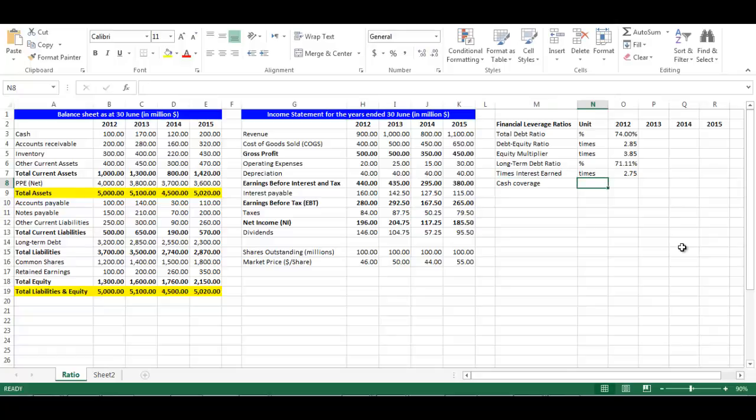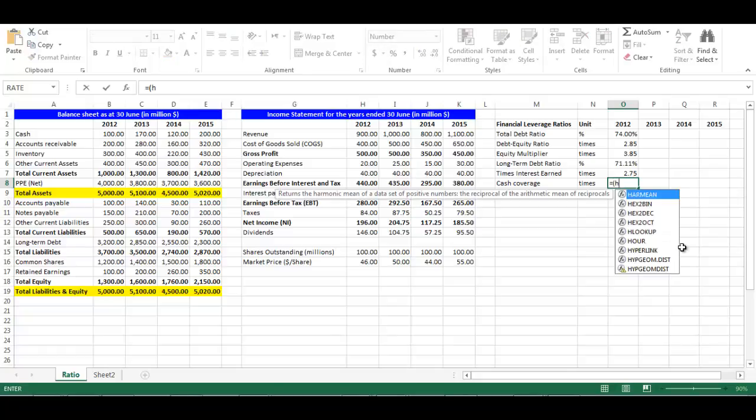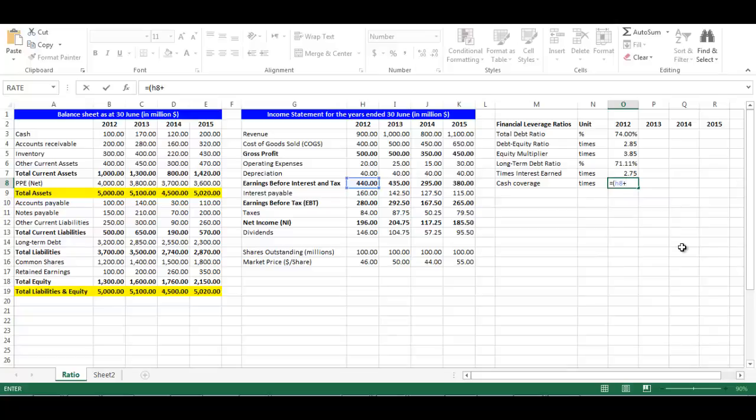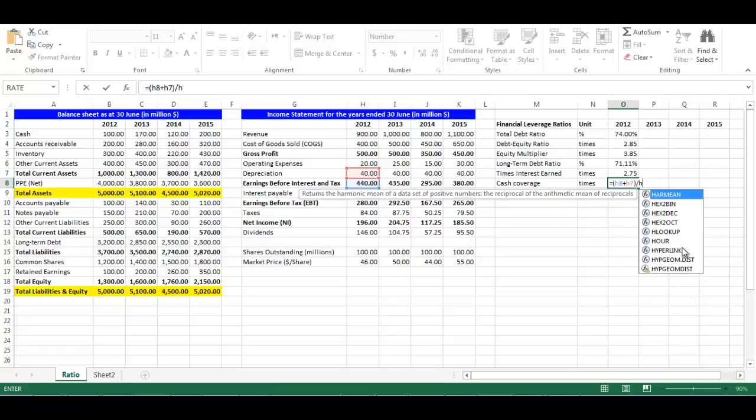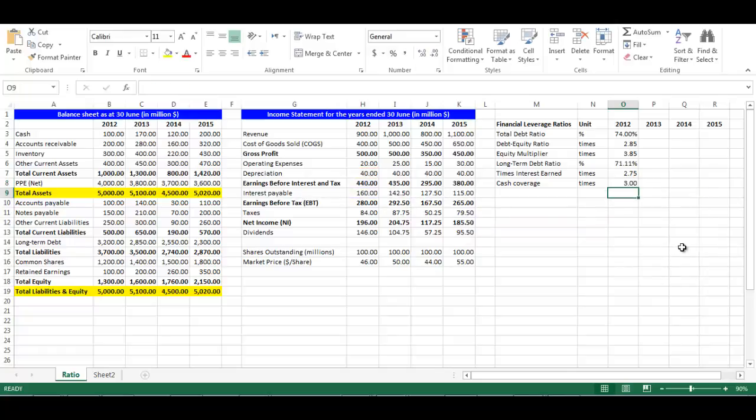Write cash coverage in cell M8. Cash coverage ratio is EBIT plus depreciation, all divided by interest payable. Its unit is times. In cell O8, write equal. Open bracket, choose cell H8, plus cell H7, close bracket, divided by cell H9. Press Enter.